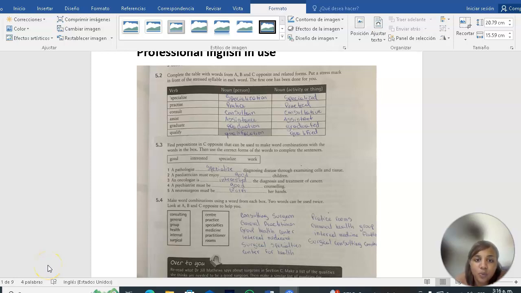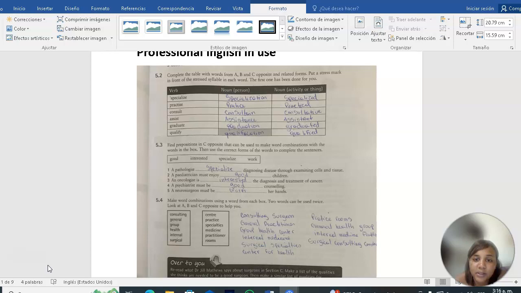Complete the table with words from A, B, and C opposite, in positive and relative forms. Put the stress mark in front of the stressed syllable in each word. The first one has been done for you. Verbs: specialist, person; specialization, activities or things; specialist.